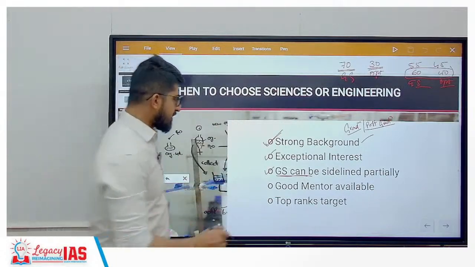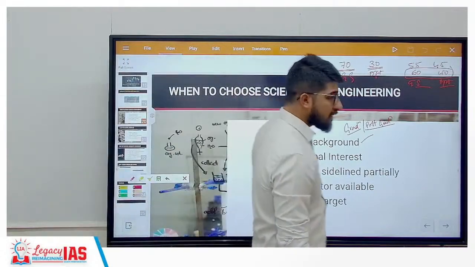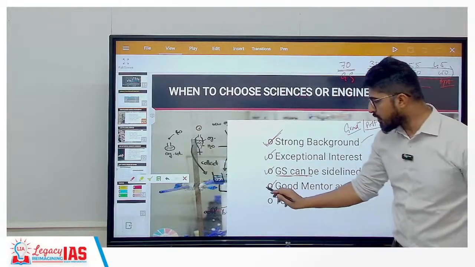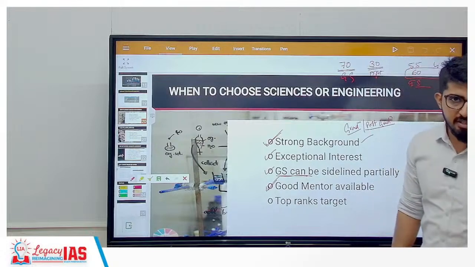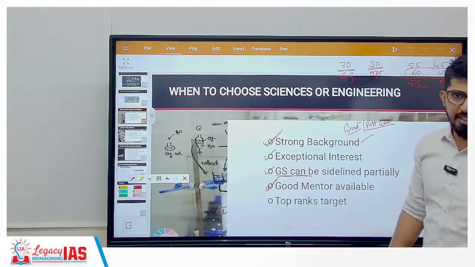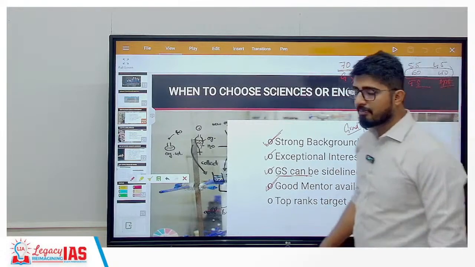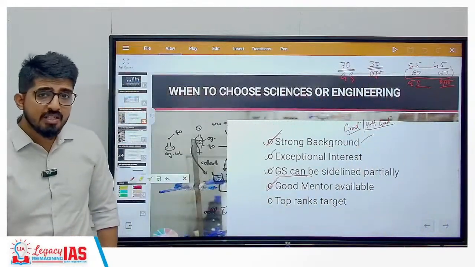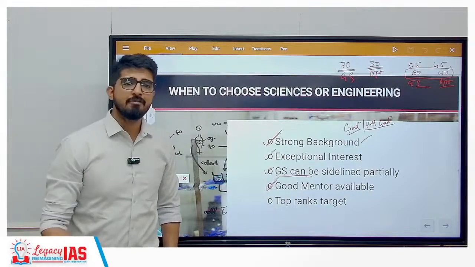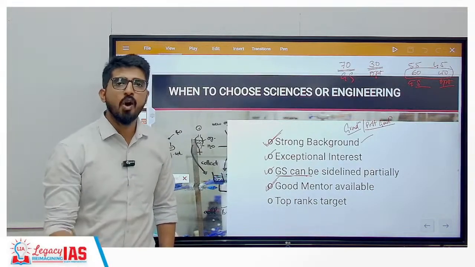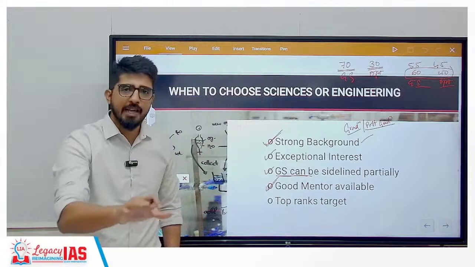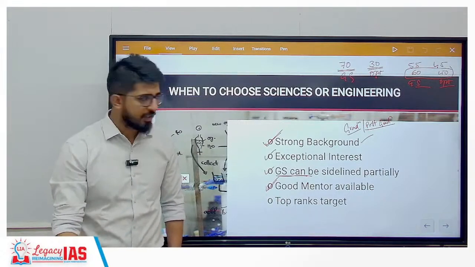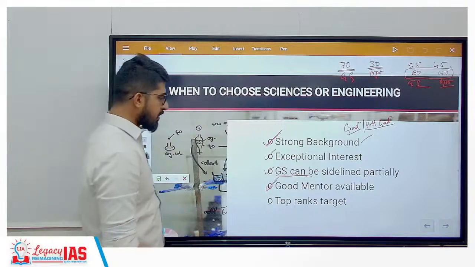And next, you have to consider a good mentor. You have to check whether a good mentor is available or not, someone who can evaluate your answers and guide you. Say, for example, you have chosen math as an optional and you tend to get stuck on some of the problems. There should be someone to actually help you out. Otherwise, you'll be stuck there for a long time. That should not be the case. So you should have a mentor or a coach.